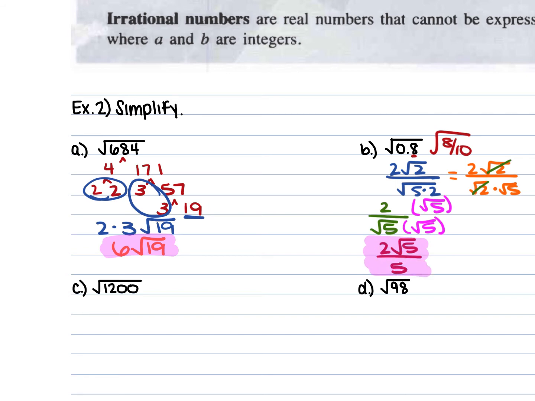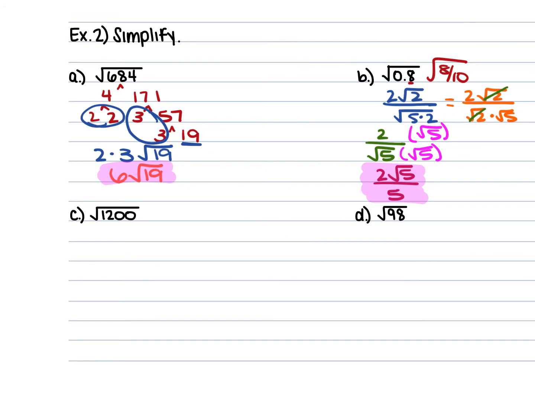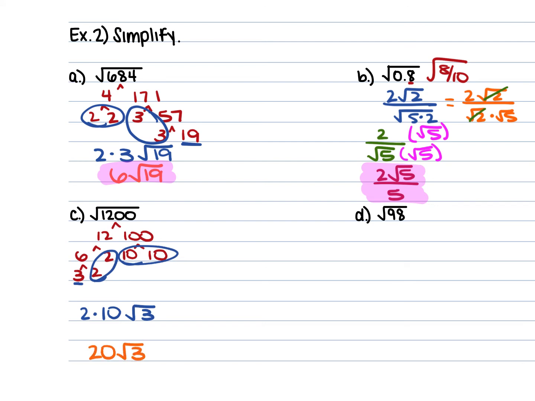For example C, we have the square root of 1200. So this 1200 is 12 times 100. That 100 is 10 times 10. The 12 is 2 and 6. The 6 is 2 and 3. So our 3 is going to be left over. Our 2's pair up and our 10's pair up. So it's going to be 2 times 10 times the square root of 3, which gives us 20 square root 3.